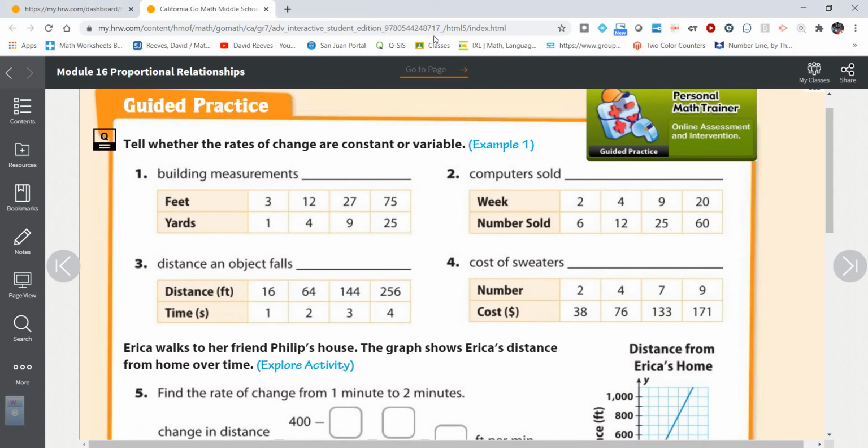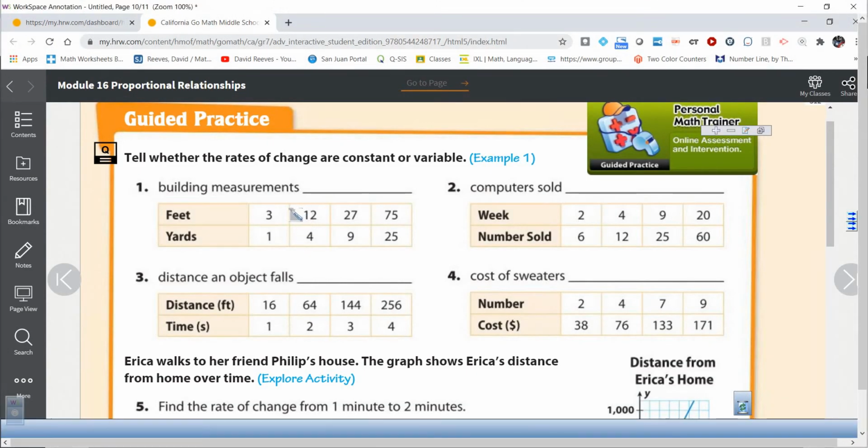All right, so when it says tell whether the rates of change are constant or variable, real quick, 3 to 12, 12 to 27, 27 to 75. Here we go. I'm going to call this x. I'm going to call this y. Right? Well, 3 to 12 is plus 9. 12 to 27 is plus 15. 27 to 75, oh my goodness. Well, 25 to 75 would be 50, minus 2, that's going to be 48. And then here we have plus 3. We have plus 5. And 10 to 25, that would be plus 15. So this one is plus 16.